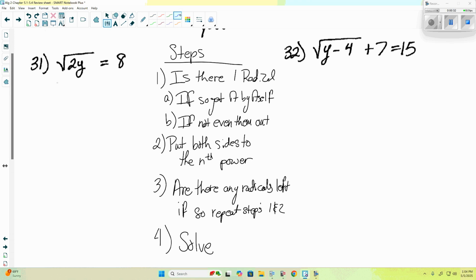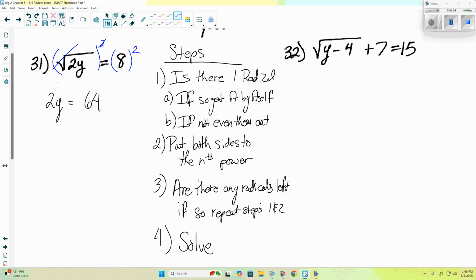So if we look at problem number 31, square root of 2y equals 8. Is there one radical? Yes, so we need to get it by itself, and actually for this one, it is by itself. So we can move on to step 2, putting both sides to the nth power. And the nth power in this case is 2. Now the square root and square will cancel, giving us 2y equals, well, 8 squared is 64.